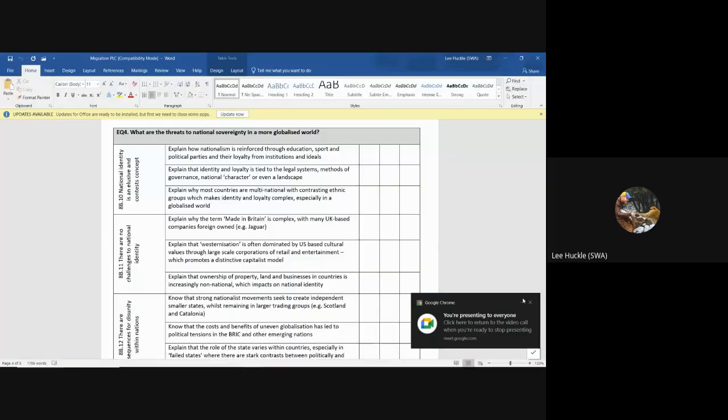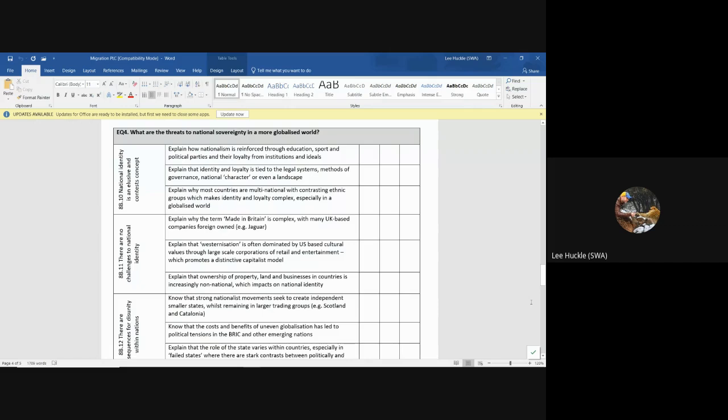Okay, folks, so this is the final job pod for the Migration, Identity and Sovereignty unit for Paper 2, Human Geography, and this is focusing down on inquiry question 4 of that unit. If we start off by returning to the pupil learning checklist, which is all linked to the spec, you can see there inquiry question 4: what are the threats to national sovereignty in a more globalized world?